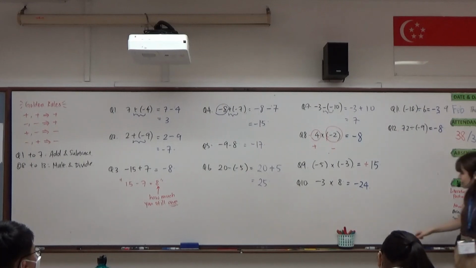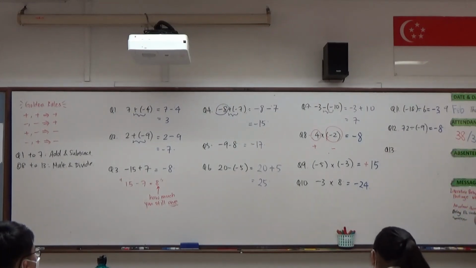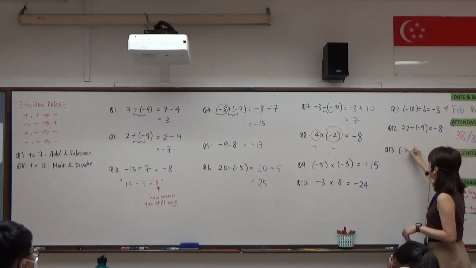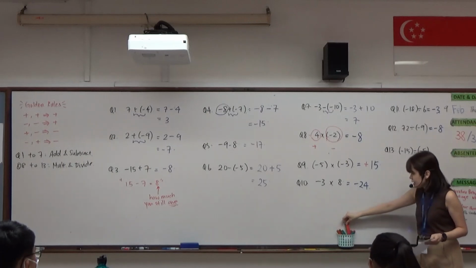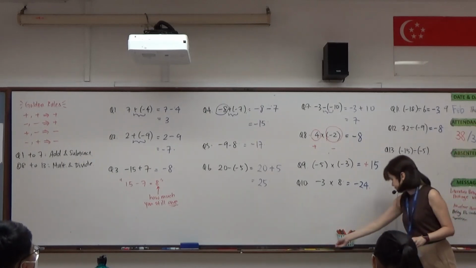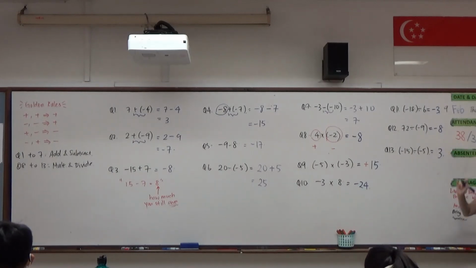Okay, last question, question 13, on the first page. Negative 15 divided by negative 5. What do we get in this case, Joshua? Can you tell me, is it going to be positive or negative? Positive, very good. And then 15 divided by 5 is 3. So the answer is 3. Okay?